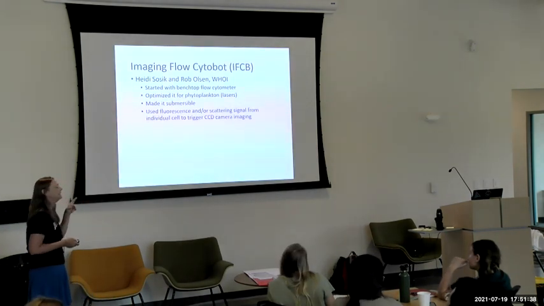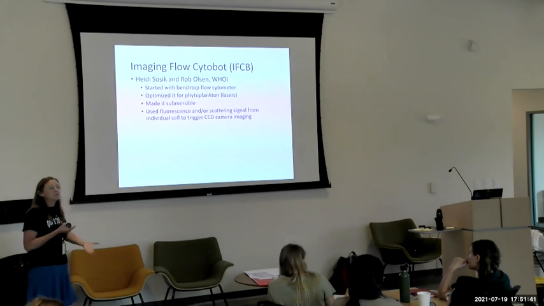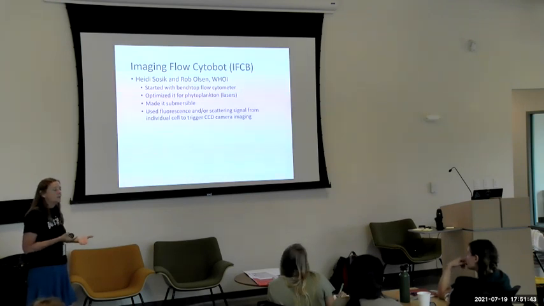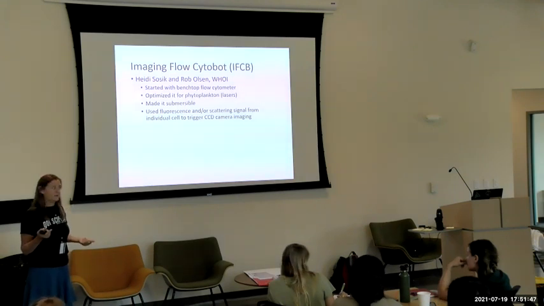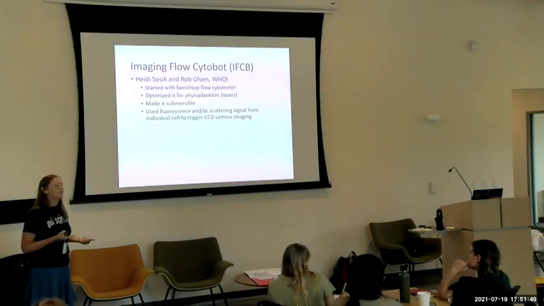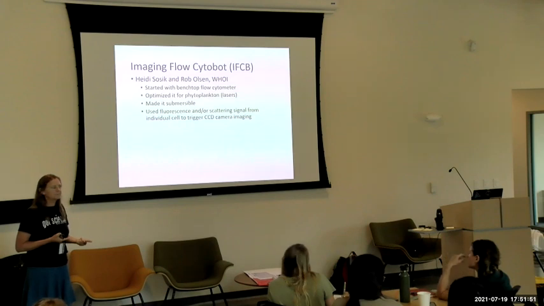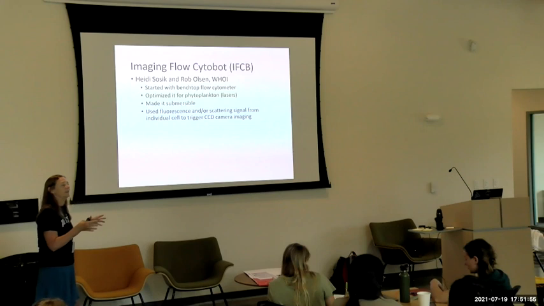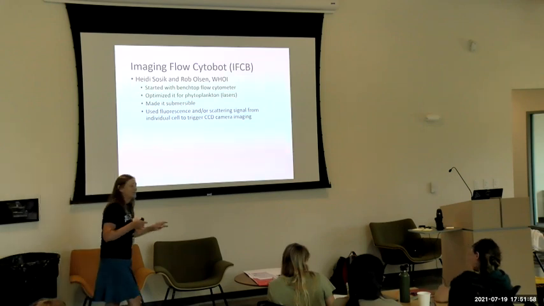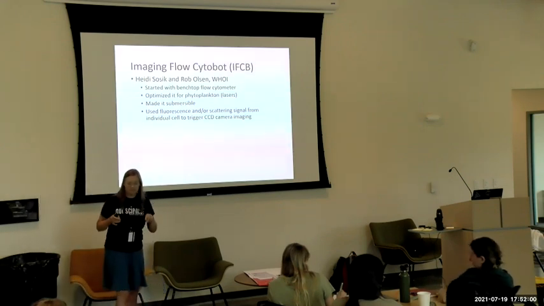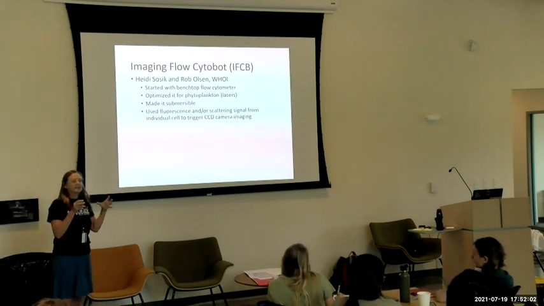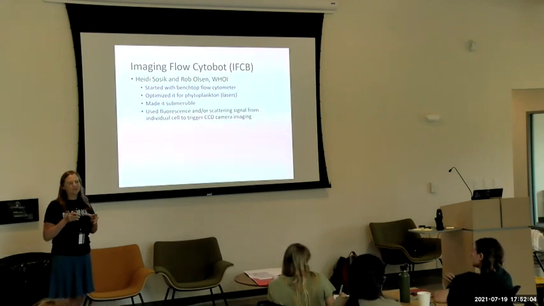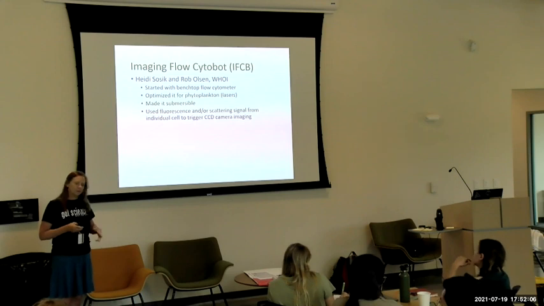So then they were like, hey, why don't we use that fluorescence signal, which says that particle was a phytoplankton, to trigger a CCD camera and take an image of it? So now in addition to having forward scatter, side scatter, fluorescence, sometimes two fluorescence signatures, we're also going to take an image of every single particle that's flowing through the system.